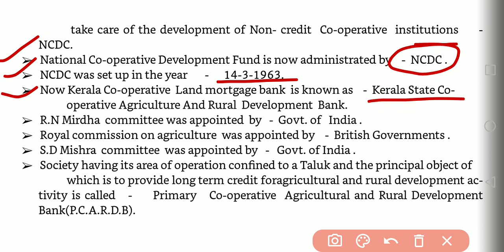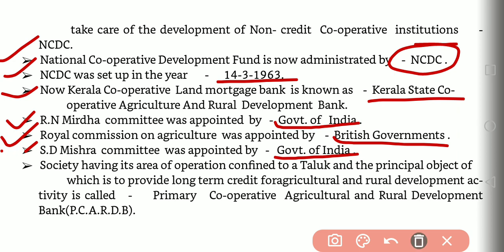answer is Kerala State Cooperative Agricultural and Rural Development Bank. Next, R.N. Mitra Committee was appointed by, answer is Government of India. Next, Royal Commission on Agriculture was appointed by, answer is British governments. Next, S.D. Mishra Committee was appointed by, answer is Government of India.